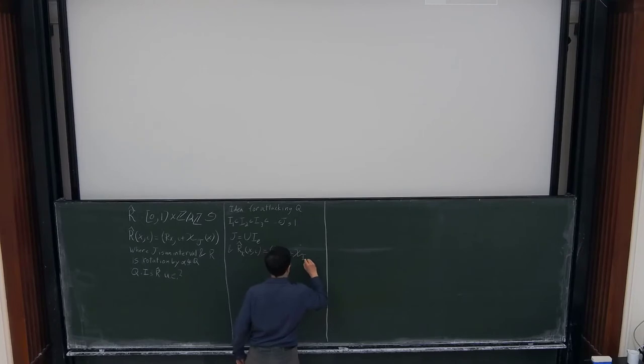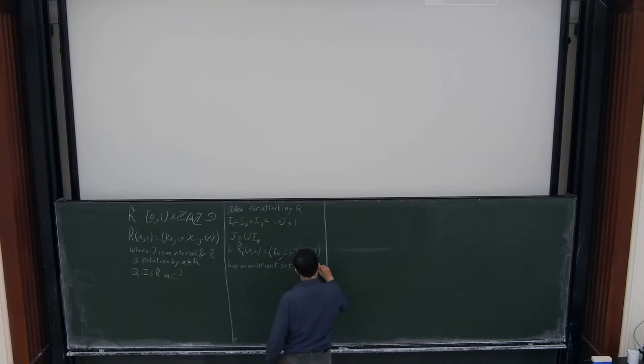And R hat sub k of x, I being equal to R of x, I plus the characteristic function of I sub k evaluated at x, has an invariant set Y sub k. We can find Y sub k, right? And if the set lim inf, so the union of the intersections of the Y sub k, has positive measure.